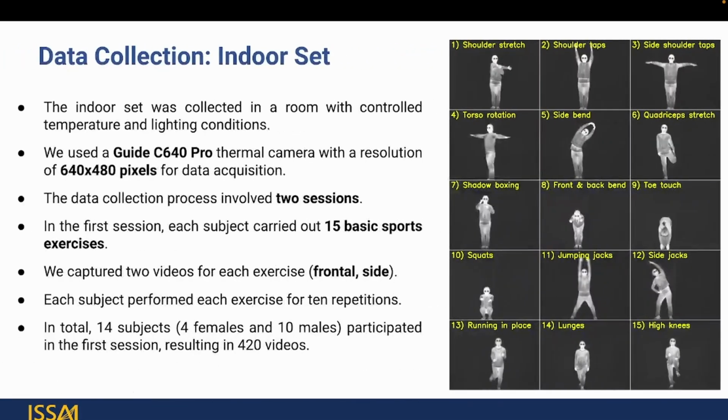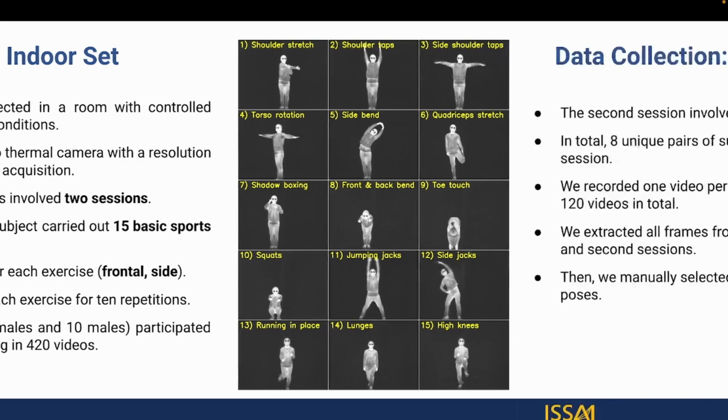For our data collection, we utilized the Guide C640 Pro thermal camera featuring a resolution of 640 by 480 pixels in a room with controlled temperature and lighting. The process was divided into 2 main sessions. In the first session, 14 participants, 4 females and 10 males, executed 15 basic sport exercises in 2 views, frontal and side, producing 2 videos per exercise with 10 repetitions each, totaling 420 videos.